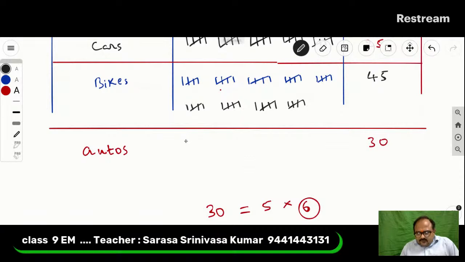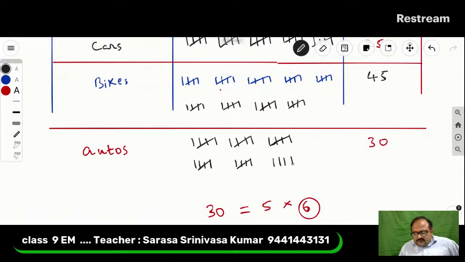tally marks. 1, 2, 3, 4, 5. This is second. Third. Fourth day. This is 24 up to now. 20, 25. Up to here we have written 25.